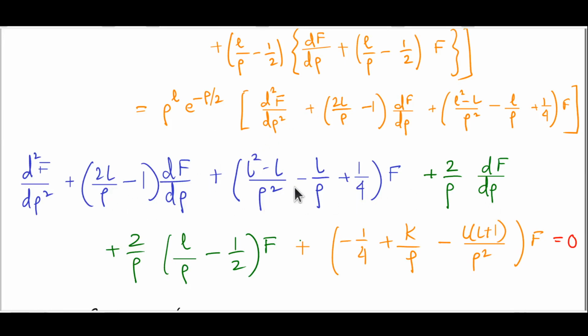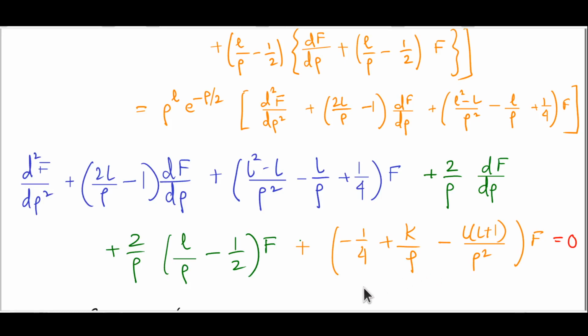The term in blue is what is going to come from the d2R d rho 2 term, which is this bracket here. The two terms in green actually come from the dR d rho term, and the term in orange, of course, is a term which came from just the R times minus 1/4 plus k by rho minus L into L plus 1 by rho square term.